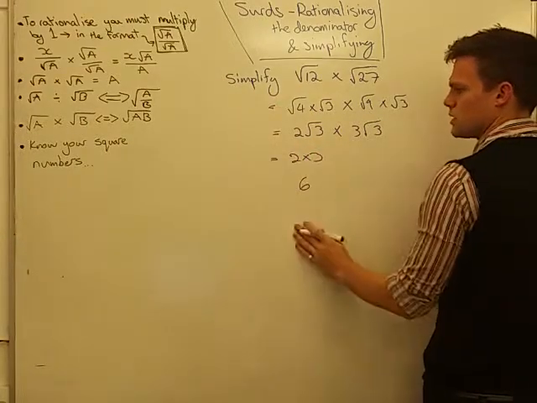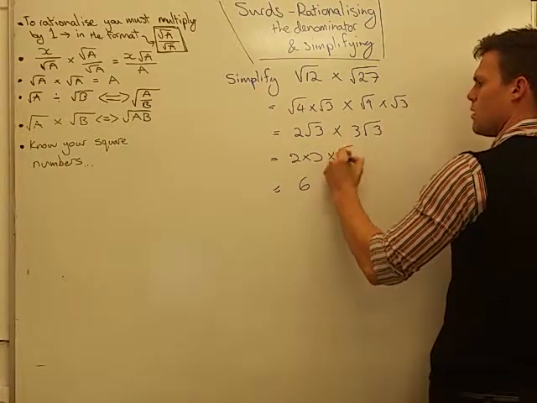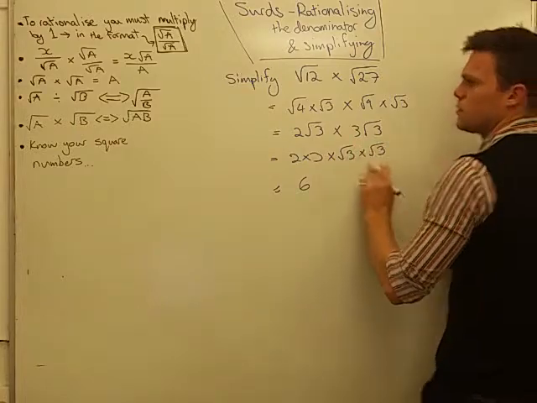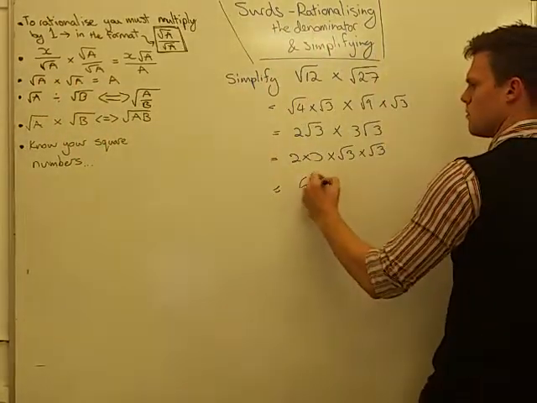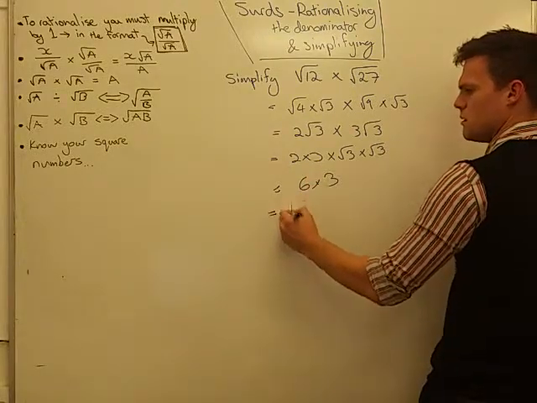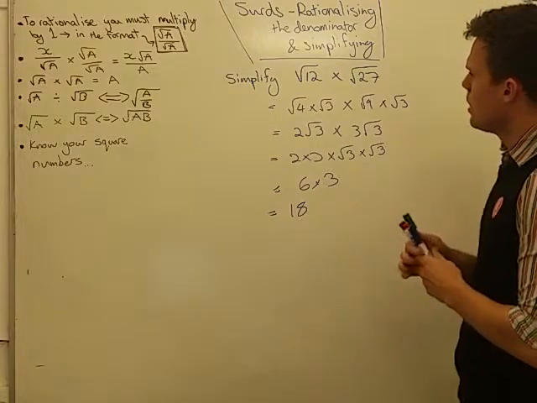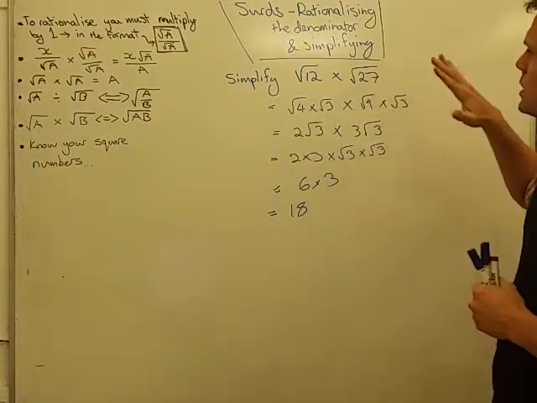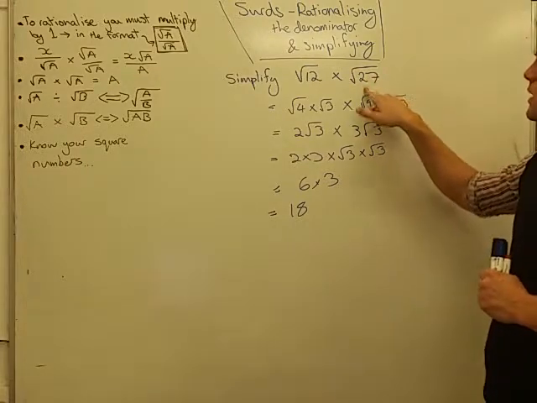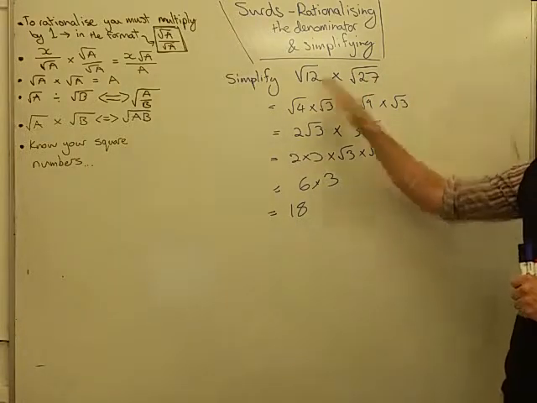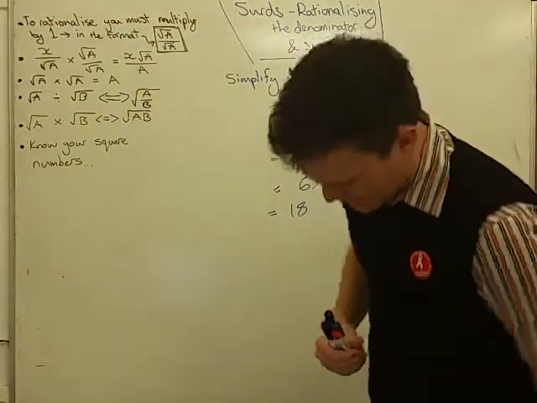By the way, all these are equal to each other. And now I've got root 3 times root 3, and root 3 times root 3 is just going to give me 3. So my answer here is going to be 18. Okay, now you'll see these ones quite a lot. You'll get one of these, and then straight afterwards you're going to get given something similar, but you're going to be asked to add. Okay, so let's have a look at one of the ones involving adding.